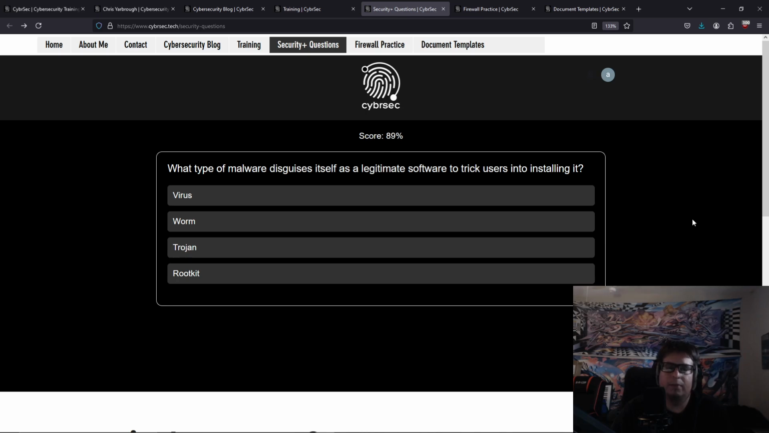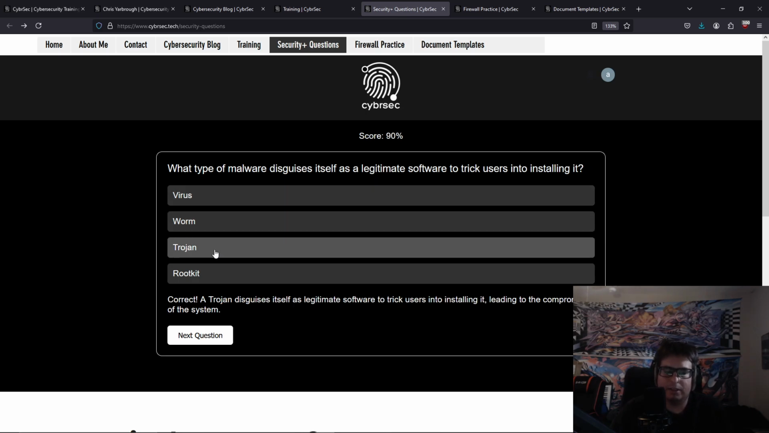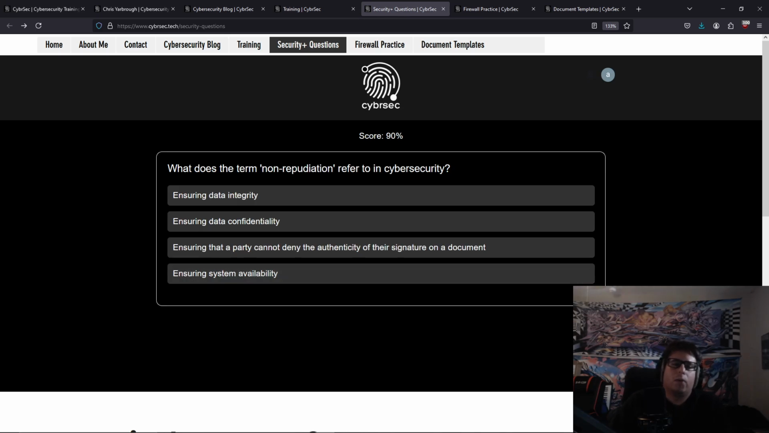What type of malware disguises itself as legitimate software to trick users into installing it? That is a Trojan horse. Correct. What does the term non-repudiation refer to in cybersecurity? So they can't deny that it belongs to them. Correct.